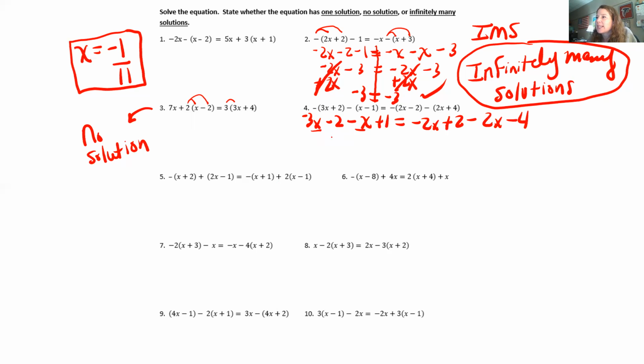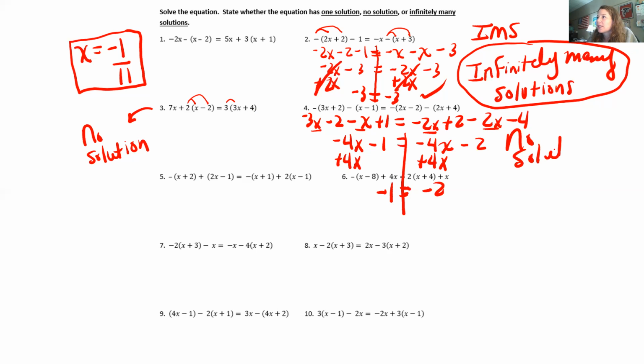All right, so I'm going to combine my like terms. -3x combined with -1x is -4x. -2 plus 1 is -1. -2x combined with -2x is -4x. 2 minus 4 is -2. If I try to get my x's together, I'm going to add 4x to both sides. I end up with -1 is equal to -2. Is that true? No, it is not true. So number 4 is no solutions, because that is an incorrect statement.